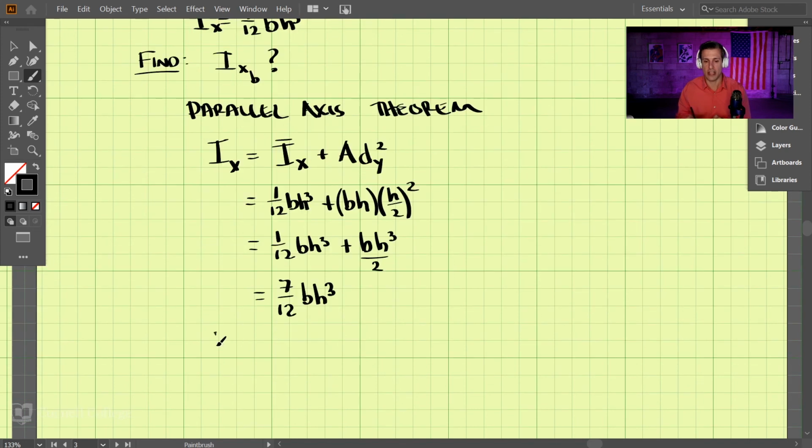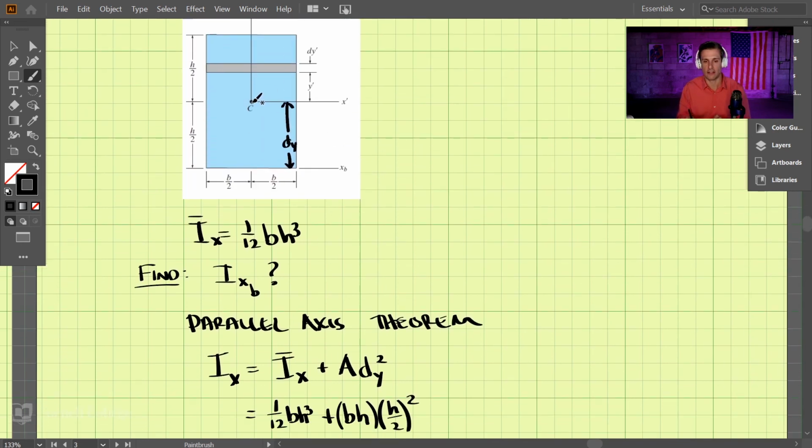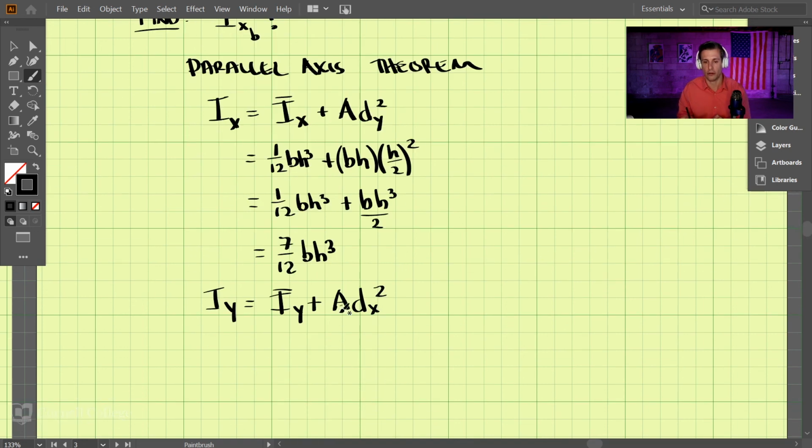Now, we have the same equation for the y-axis as well. So we use the moment of inertia about its centroidal axis plus a dx this time squared. So it's the same area, but it's the distance. Let's say we wanted to shift it from its centroidal axis here in the y direction over to here. This would be our dx squared. We would need to square that. So that is a brief tutorial on how to use the parallel axis theorem.